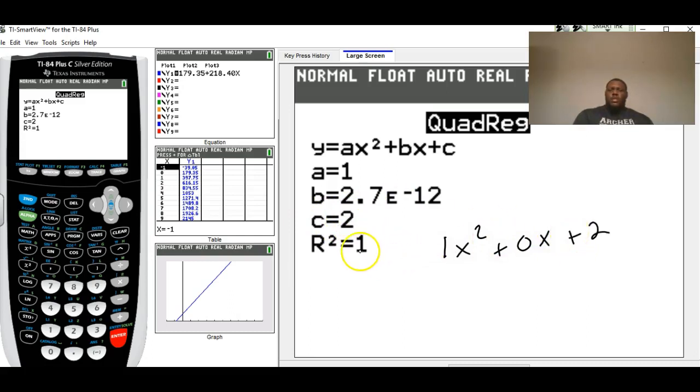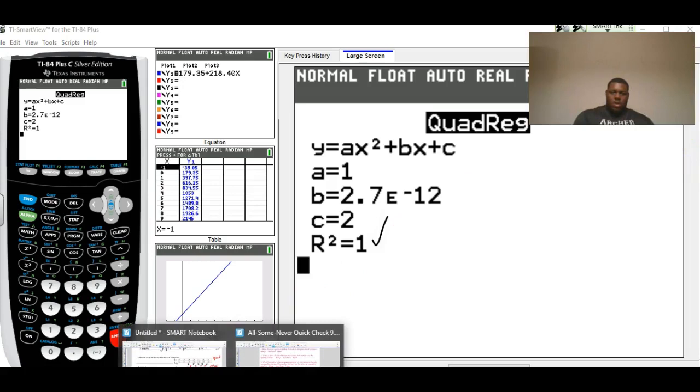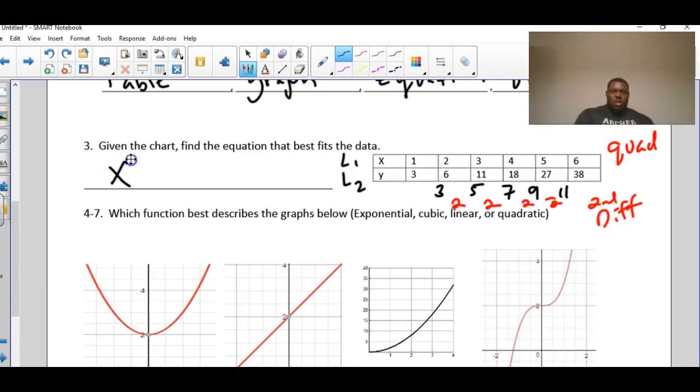And then the last thing I want to find is this. Y'all see how right here, r squared is 1? That's what we want. That's good. That means we did something right. Now, just to simplify this, 1 times x squared is x squared. 0 times x is 0, so that goes away, and then 2, so plus 2. So x squared plus 2 is our equation. So let's go back to the worksheet here, x squared plus 2 is our equation, and again, we said that this was a quadratic.